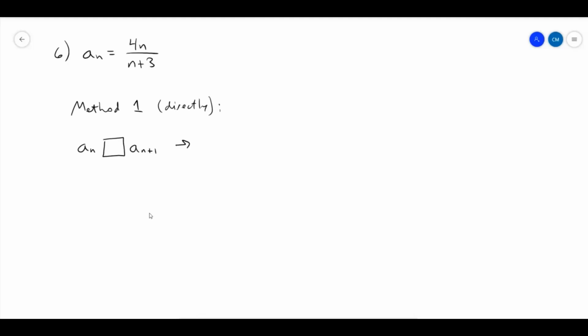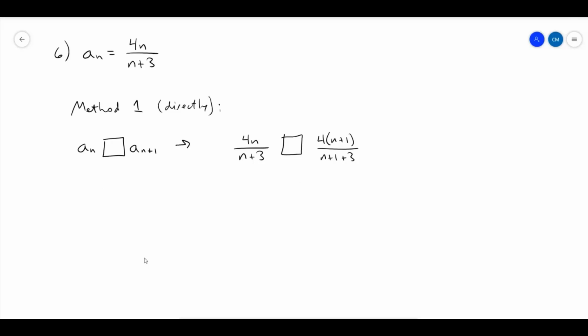So the way we approach this is we ask, what is the nth term? It's just what's written: 4n over n plus 3. What is the n plus 1th term? It's the term I get when I replace n with n plus 1. I'll put the box here to say that eventually I'll be able to say whether it goes that way, or that way, or neither. That box represents for now some direction of inequality, either greater than or less than.